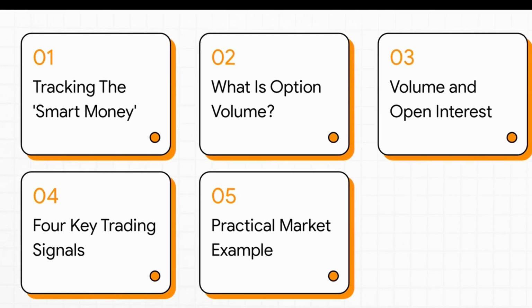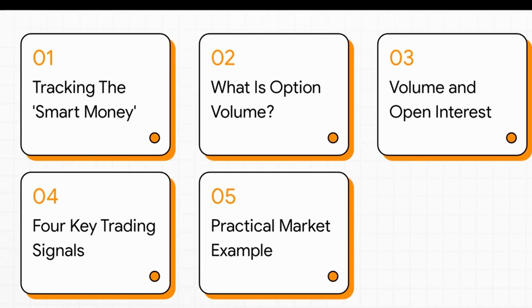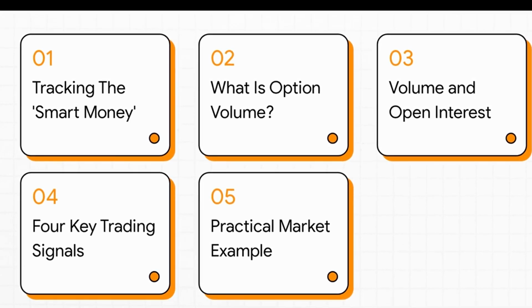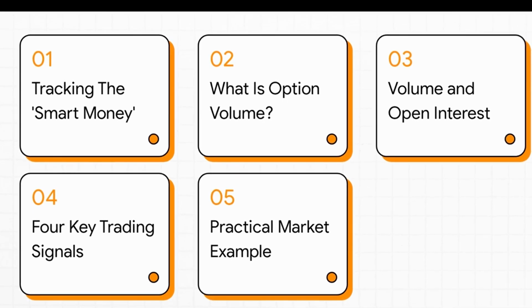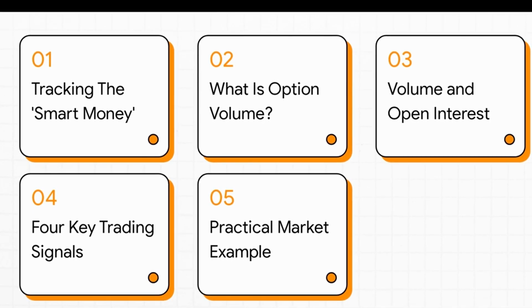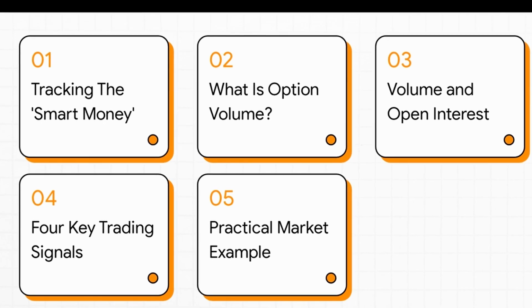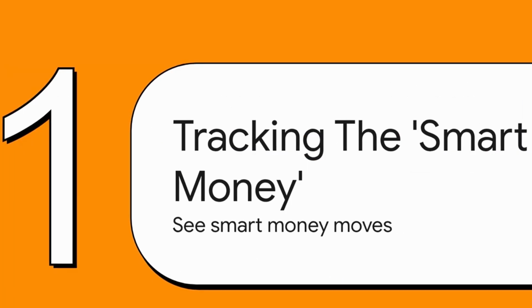So here's the game plan. We'll start by talking about how to track what they call the smart money. Then we'll dig into what option volume actually is and its crucial partner, open interest. After that, we'll get into 4 key trading signals you can actually use and wrap it all up with a real-world example to see how it all clicks together. All right, let's dive right in.